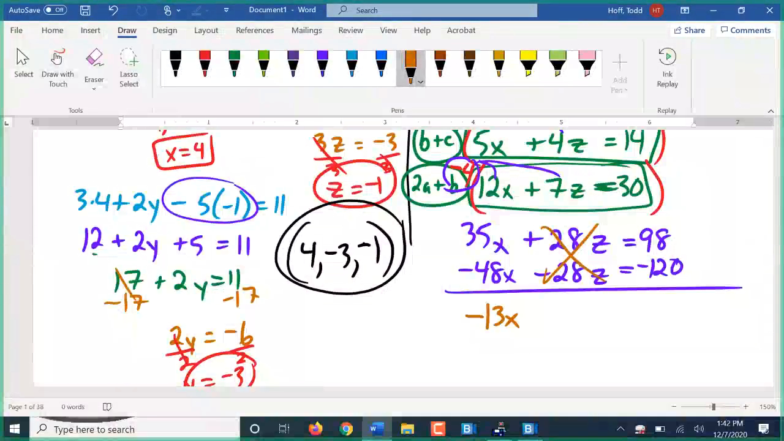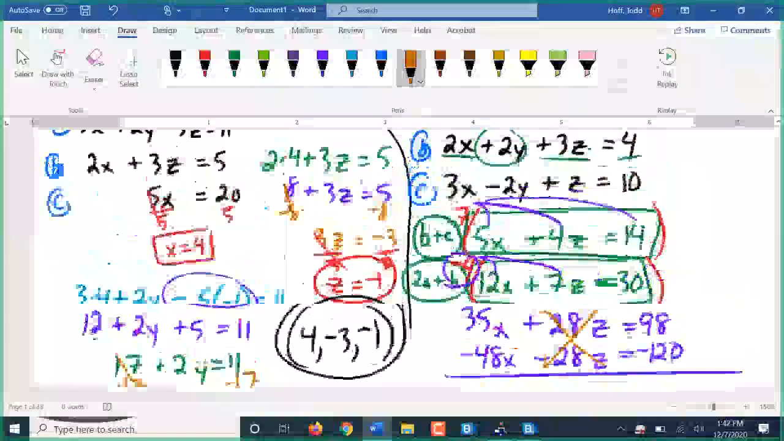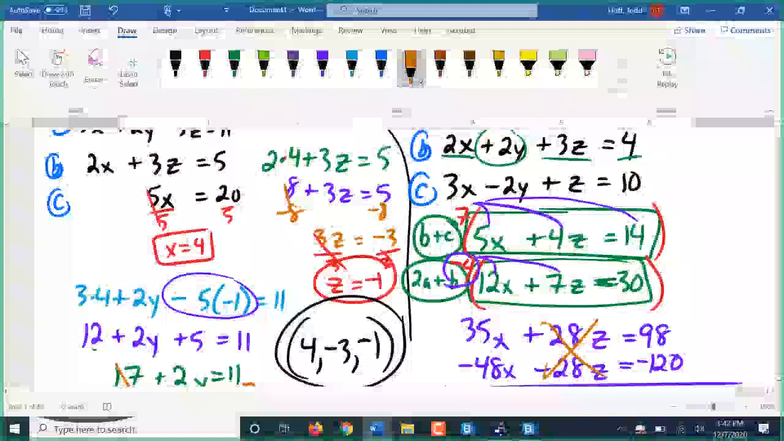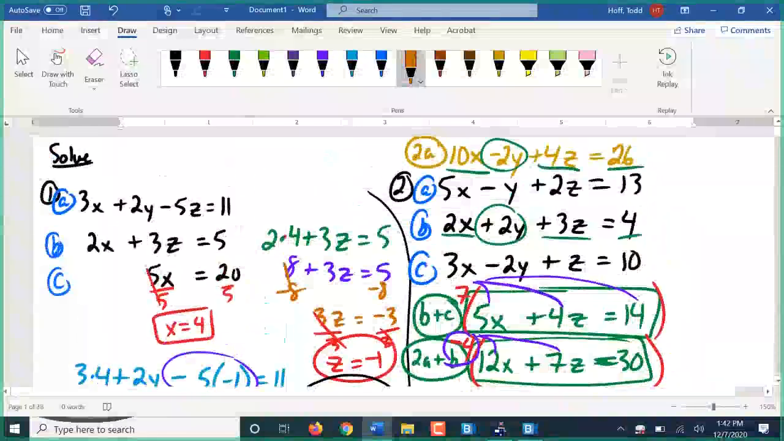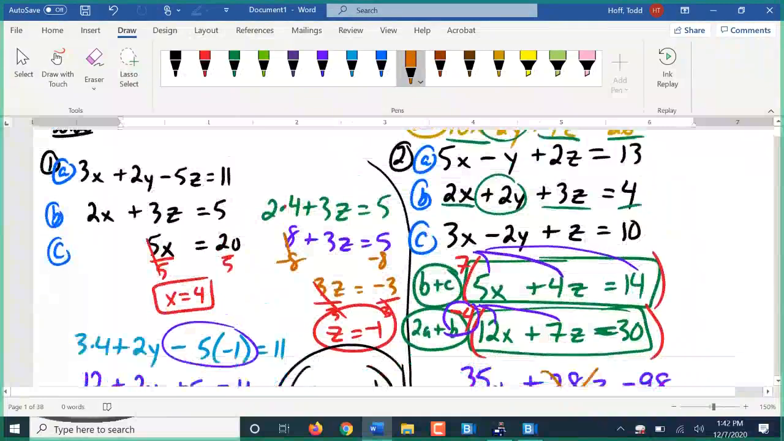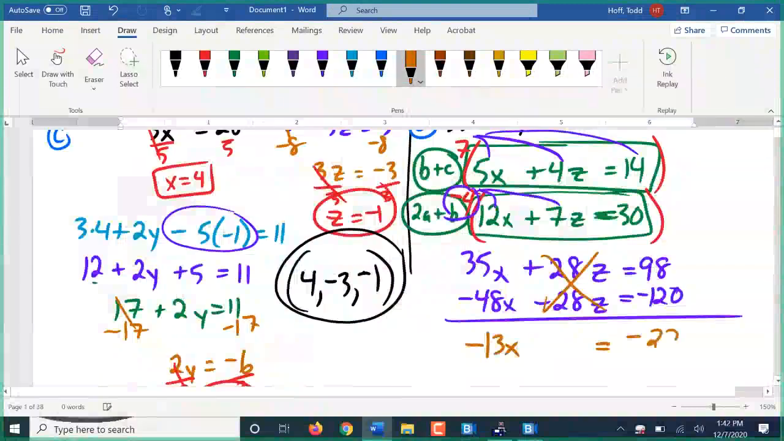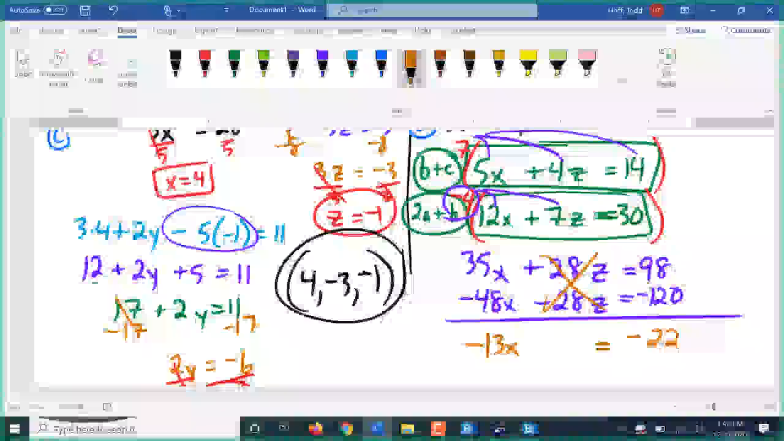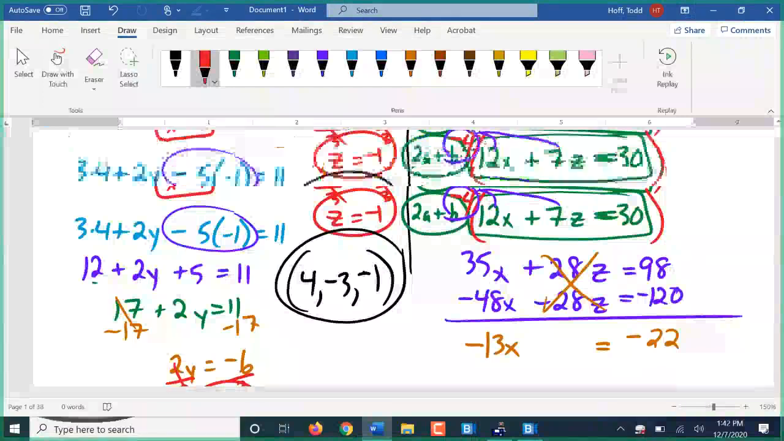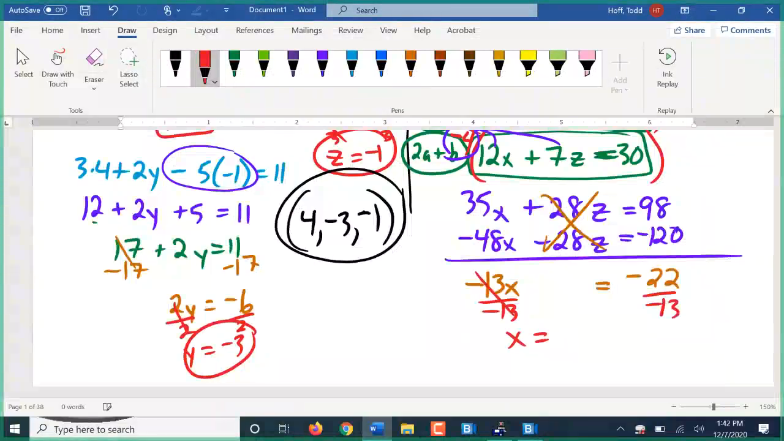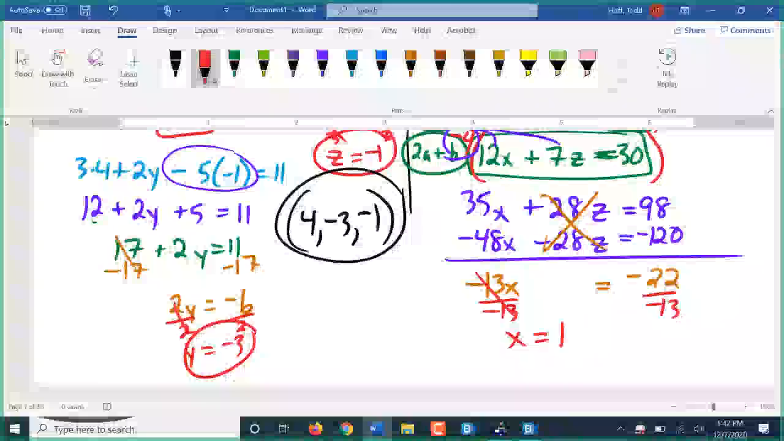Yeah, 35 and a negative 48 is a negative 13x. Sorry about that. And our 98 and negative 120 is a negative 22. So now we can solve for x. We'll divide by negative 13. X equals negative divided by negative is a positive. 22 divided by 13 is 1 and 9/13.